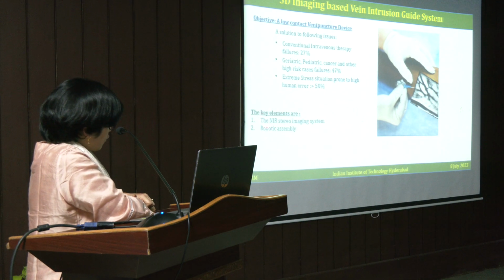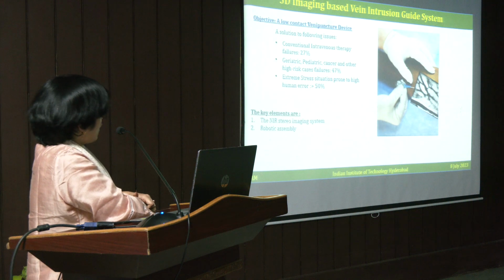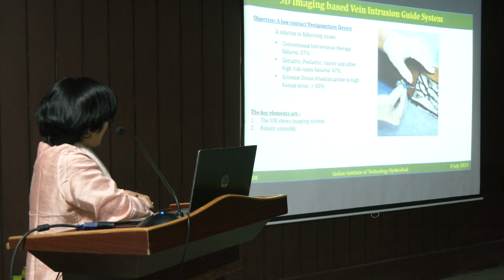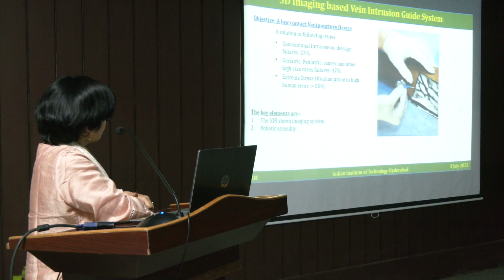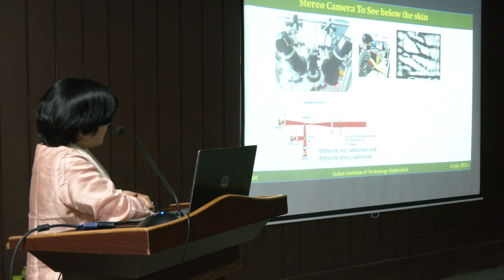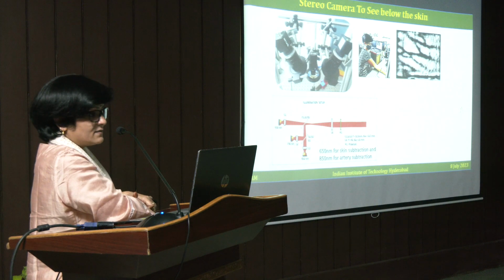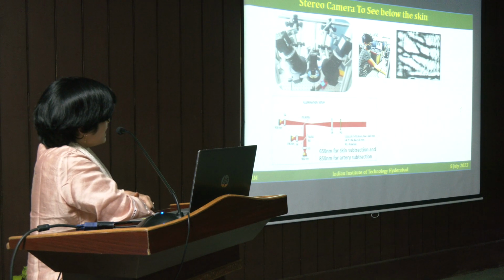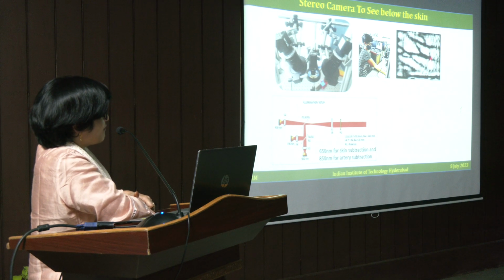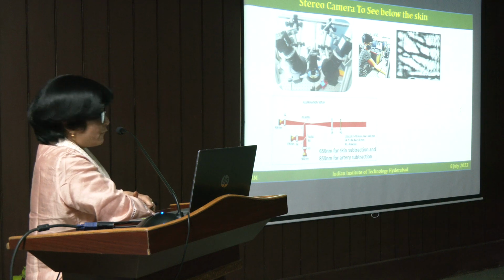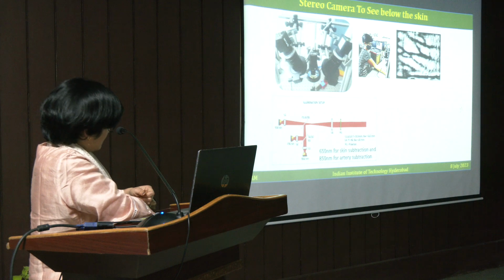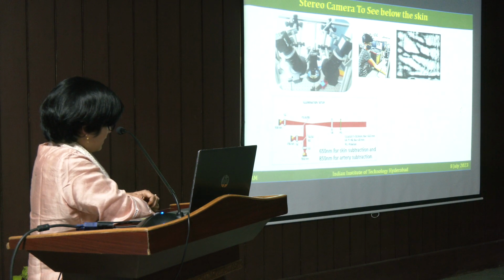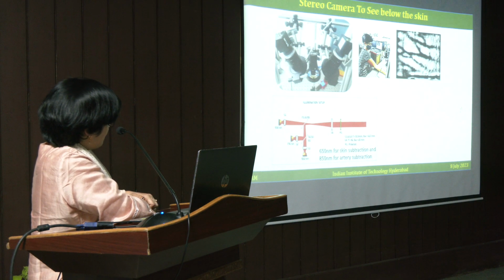We want to use near infrared light along with stereo imaging, and the data from here can be fed to a robotic arm. You have the two cameras, and in the middle there is an infrared light. This is me sitting during the COVID time, when we were imaging. This is the vein which we saw, and this is the overall schematic of the setup.